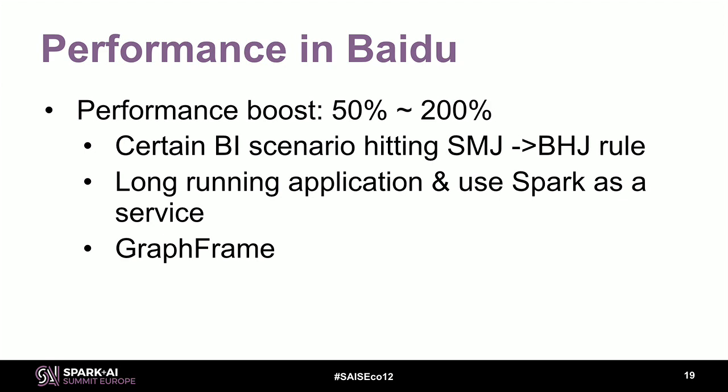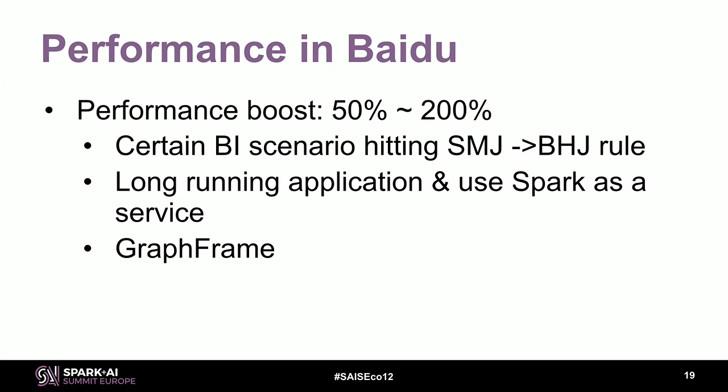Engineers from Baidu have reported a 50% to 200% performance boost during their internal usage of adaptive execution. The boost is in 3 scenarios. First, certain BI scenarios will hit the sort-merge join translation to broadcast hash join rule. This translation will hit this rule, like joining several tables with a filter strategy in a subquery.